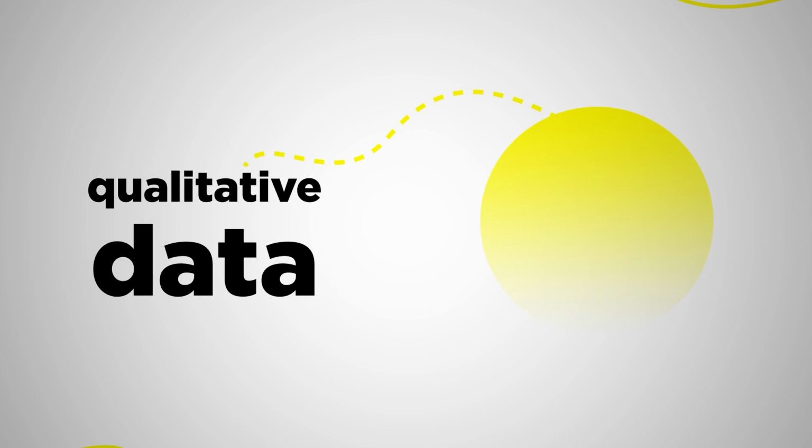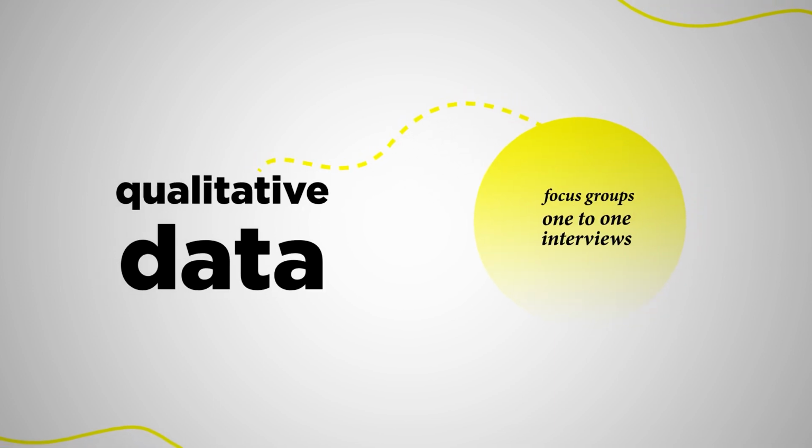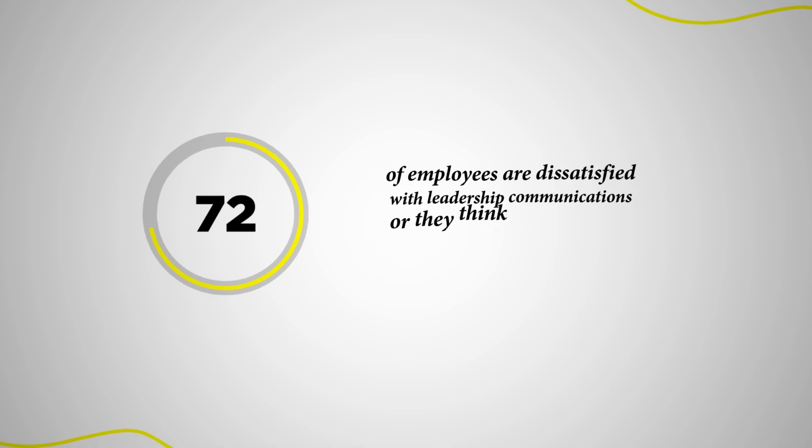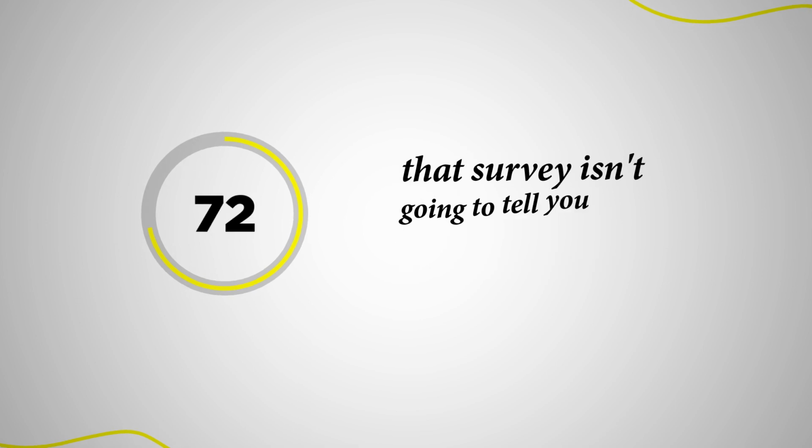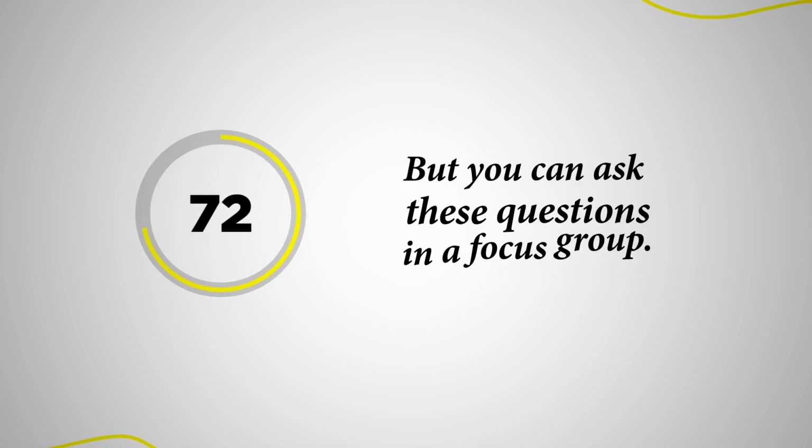The quantitative data, the survey, is going to tell you the what, but it's not really going to tell you the why. And to understand why things are happening a certain way or why employees feel a certain way, you need to do qualitative data. And this is usually comprised of focus groups and one-to-one interviews. This is a great opportunity to essentially have really curious conversations with employees and leaders to start unpacking maybe some of the findings from your survey. So if your survey tells you that 72% of employees are dissatisfied with leadership communications, or they think the town hall is a waste of time, that survey isn't going to tell you why they feel that way, but you can ask these questions in a focus group.